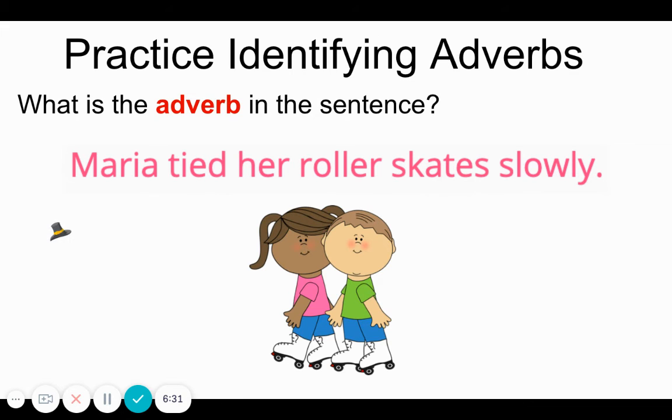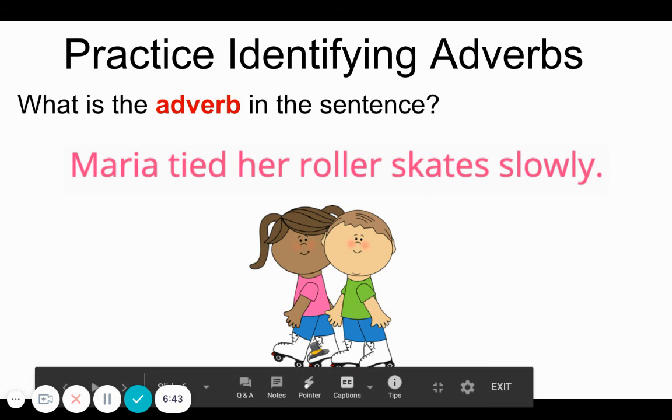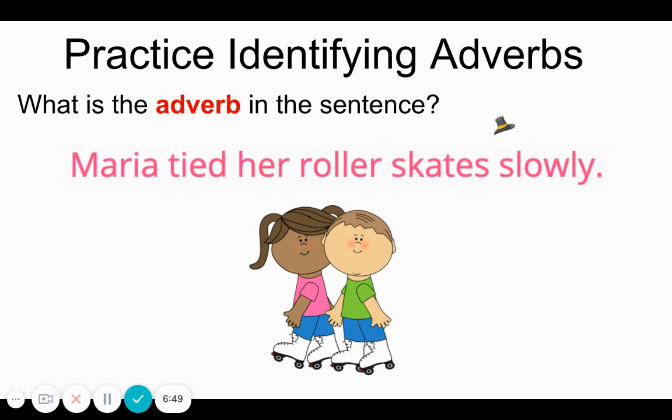All right, this sentence reads, Maria tied her roller skates slowly. So the verb, or the action word in the sentence, is tied. That's what we do. She had to tie her laces so she wouldn't hurt herself. How did she tie them? She tied them slowly. So the adverb in the sentence is slowly. It's telling us how, and it also ends with ly.